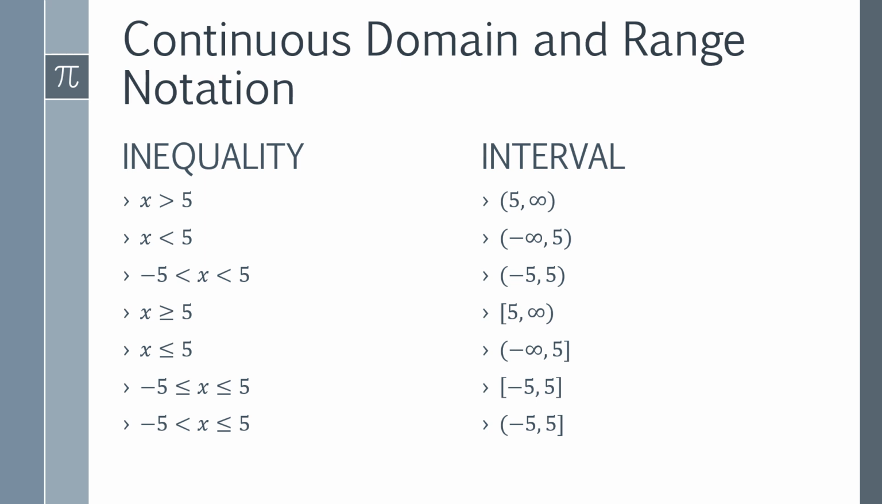Now you can mix and match. So in this case, we have negative 5 is less than x, which is less than or equal to 5. So you can have parentheses negative 5, 5 bracket. Okay? So keep this in mind when you're working on problems and you're trying to figure out domain and range.